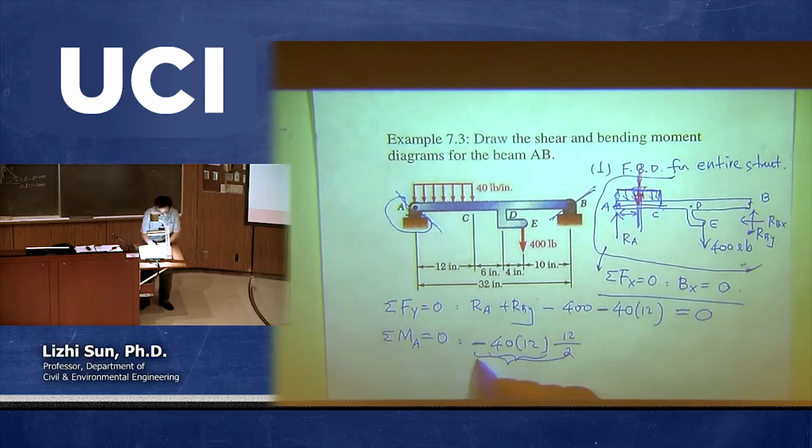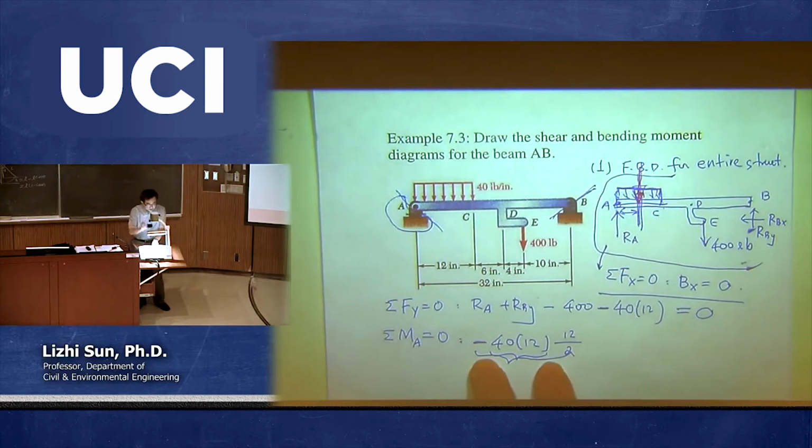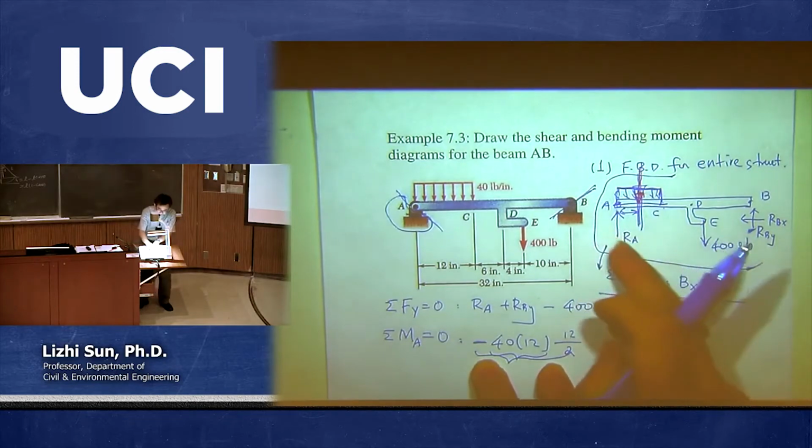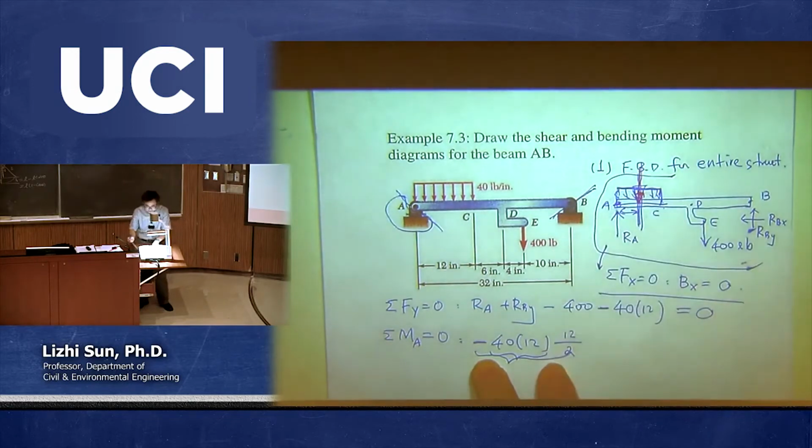Okay, so this is the moment due to the virtual concentrated load, but there are other forces, right? You have RA, but we're not going to consider RA. It's because RA is going through point A, so equals 0. So the moment of RA equal to 0. Okay, so forget about this one.